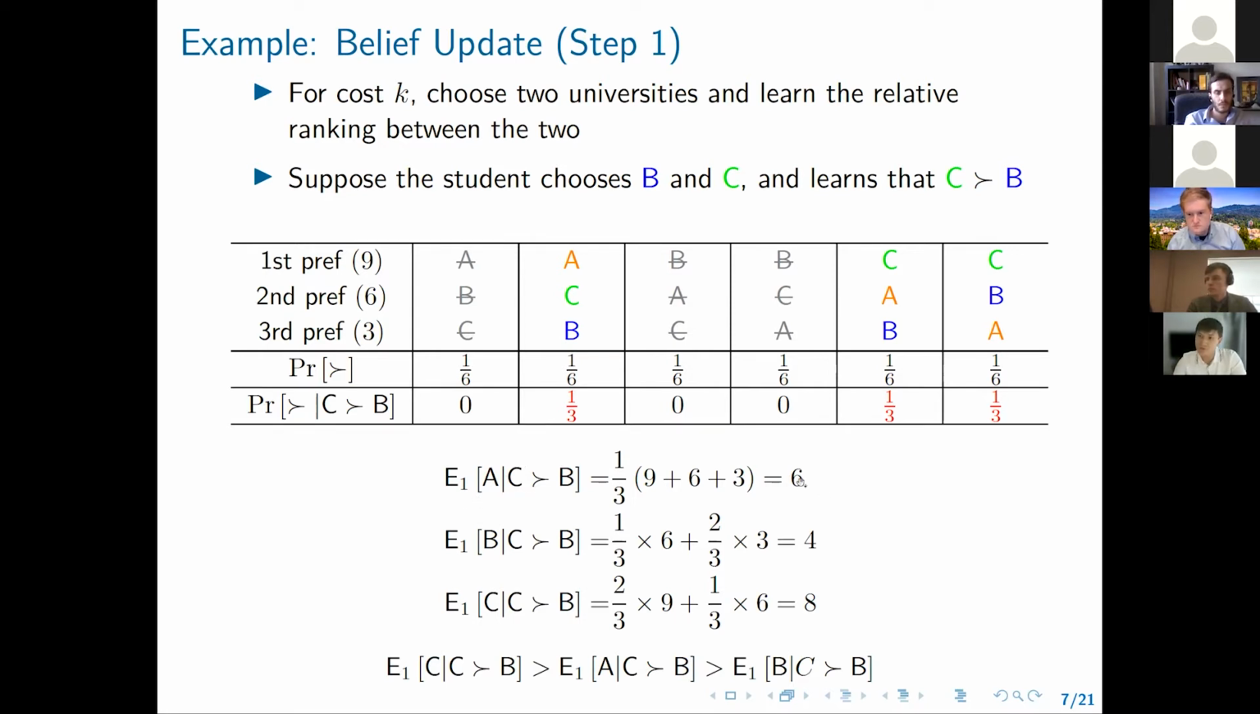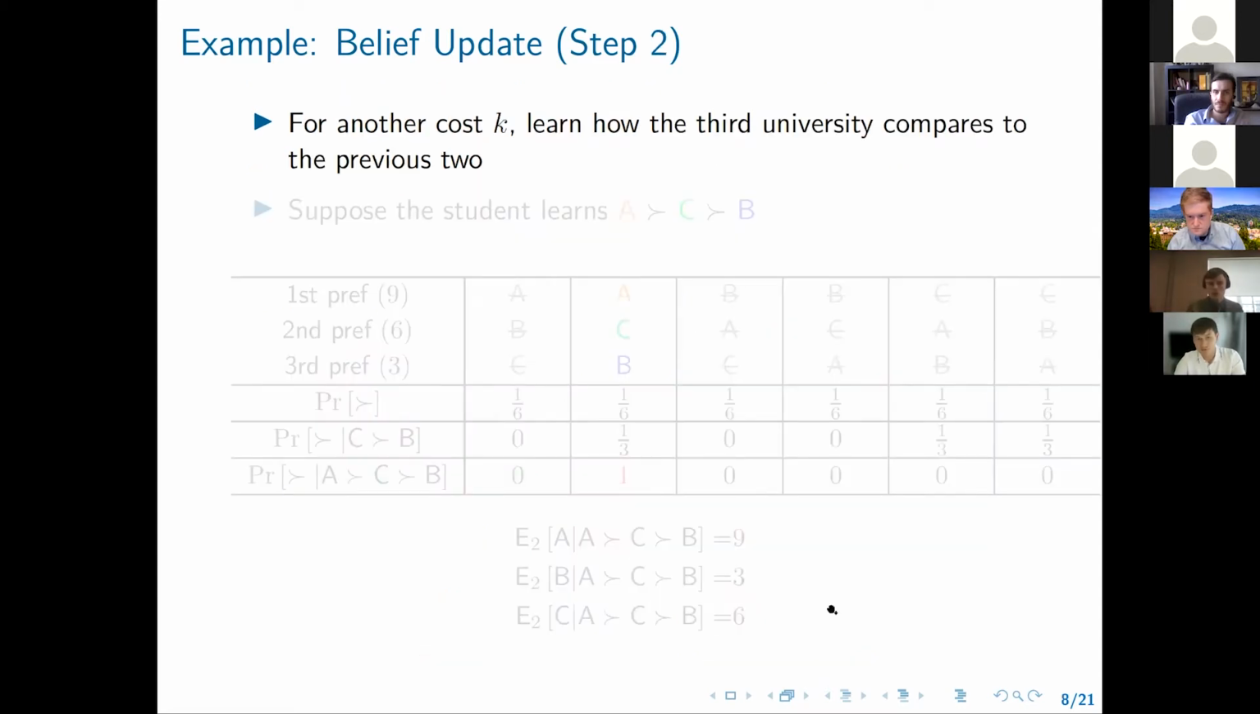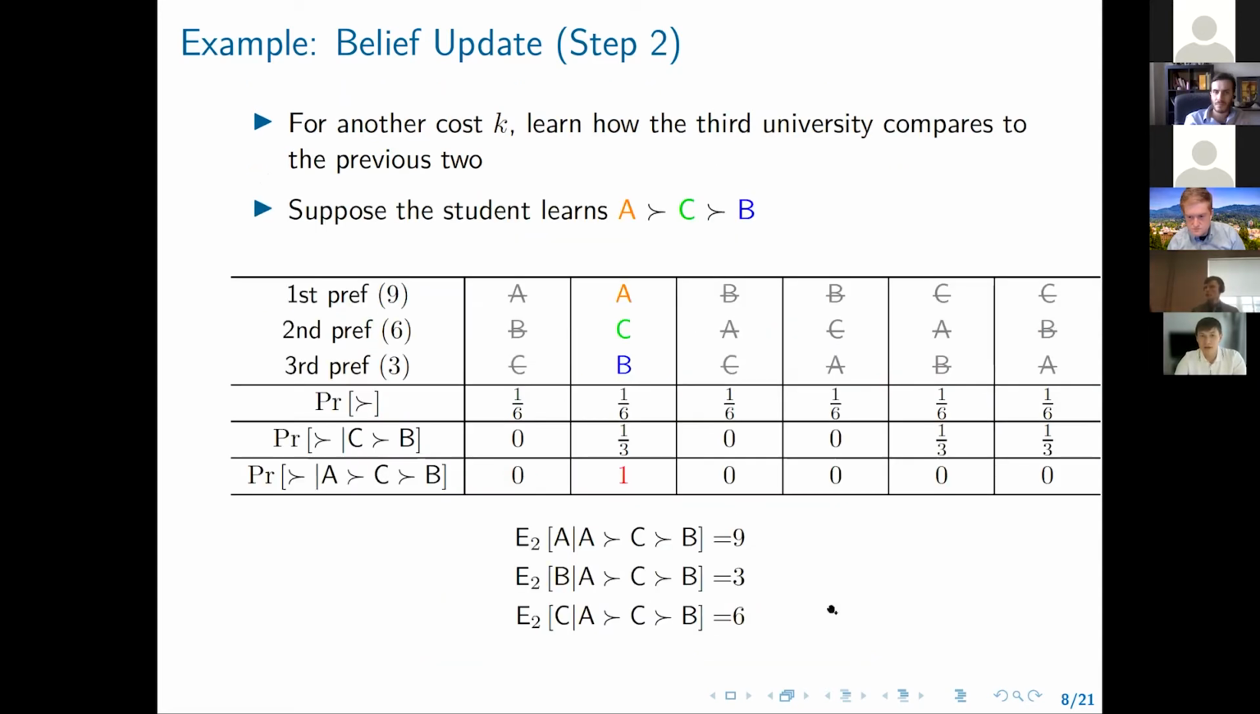This is an important part of the model, which makes it tractable, actually. So searching B tells me nothing about expected utility in A. But of course, we get a better update about expected utility in B and C. So B, the worse one, is 4, and C, the better one, is 8. Finally, if a student wants to pay additional cost, she will learn that her ranking is A, B, C.